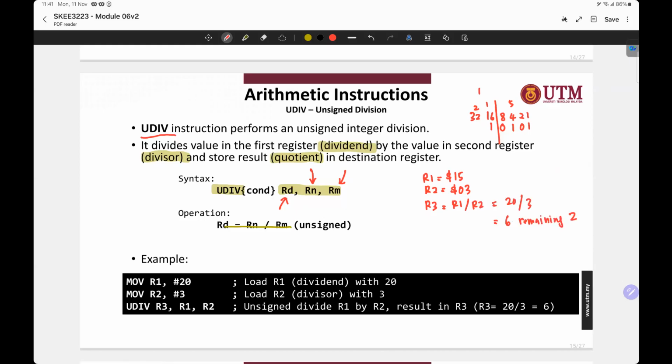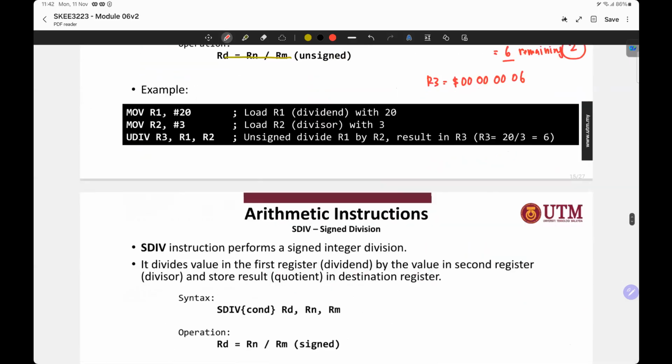So here, 6 will be stored inside of R3. At the end of the day, your R3 will have the value 0x00000006, while the remainder 2 here will be discarded. So this is what the UDIV instruction does. You divide two numbers and just store the result, the quotient, into the destination register. Moving on to the next slide.